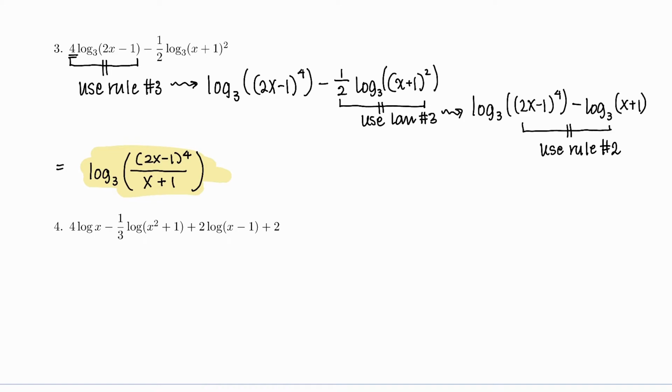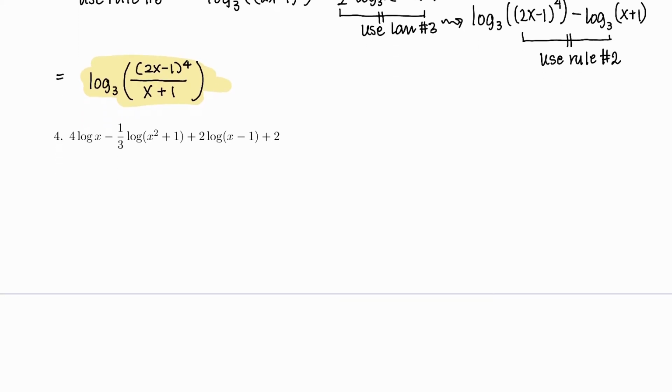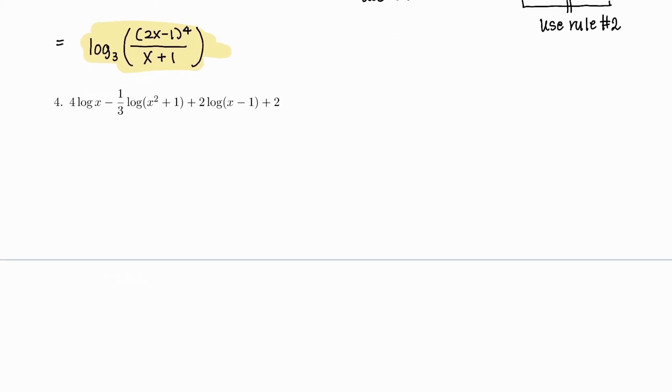Okay, so the last one looks like even more of a mess, but I promise it's not that bad. Just like before, we're going to go through it from left to right. So first of all, I've got 4 log x. I can rewrite that using law 3. I know that's going to give me log of x to the 4th.